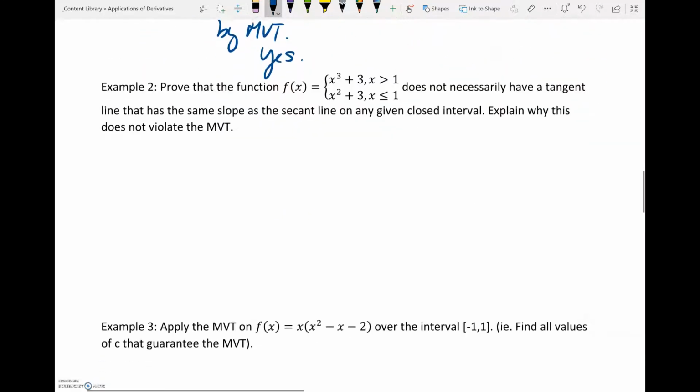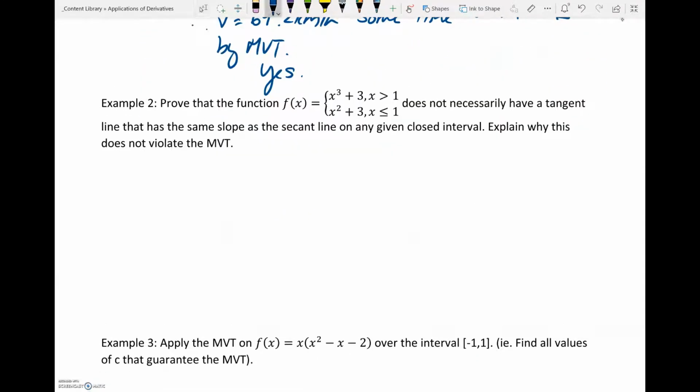Okay, now let's look at a function. Prove that the function f doesn't necessarily have a tangent line that has the same slope as a secant line on any given closed interval. Explain why this doesn't violate the MVT. Well, first of all, looking at our piecewise function, our problem point would be around x equals 1, because we may have a discontinuity there, or maybe our slope won't be the same on the left-hand side and the right-hand side, so it's not differentiable. So we need to check.